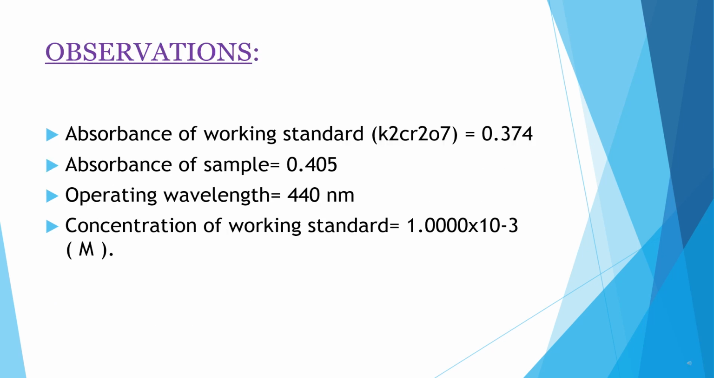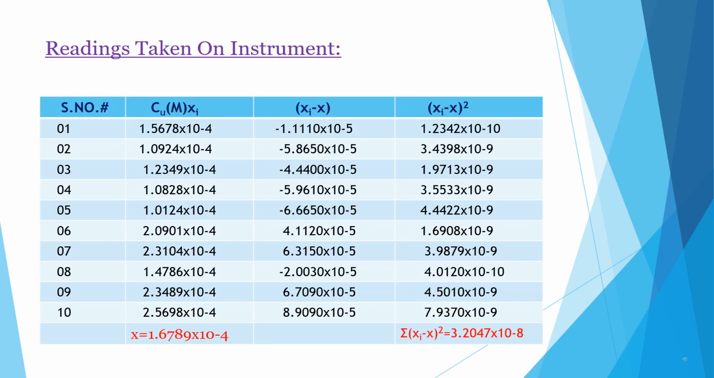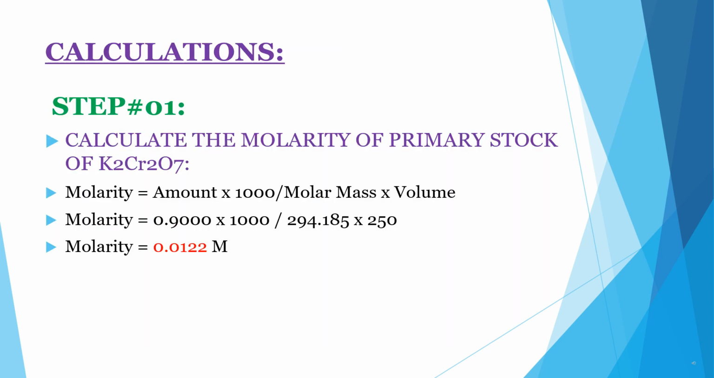Now observations. Absorbance of working standard is 0.374. Absorbance of sample is 0.405. Operating wavelength is 440 nanometer. Concentration of working standard is 1×10⁻³ molar. Readings taken on instrument are given below. Our calculation involves 7 steps.